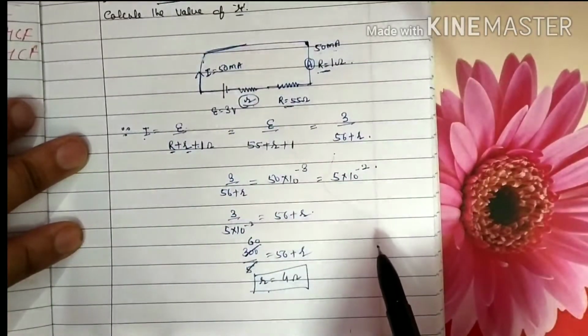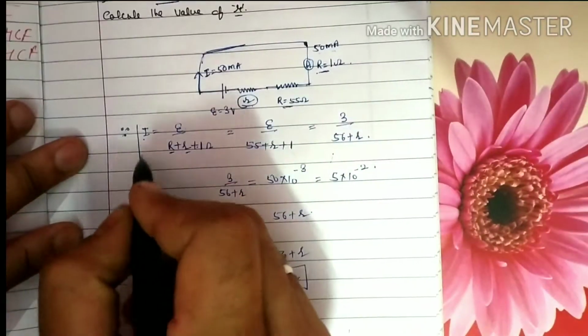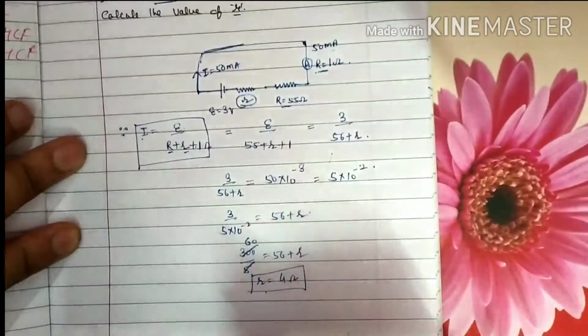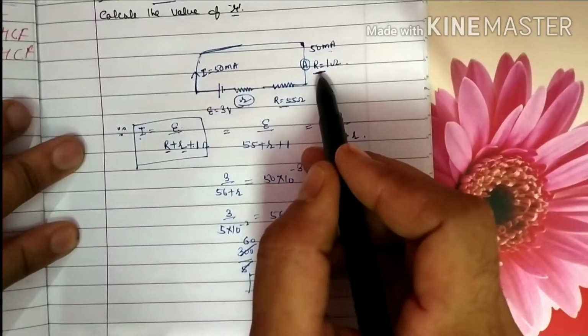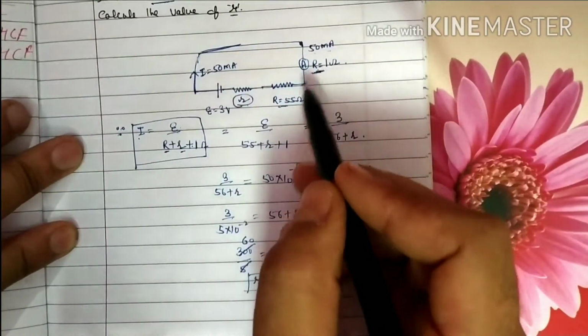So I think this question is clear to all of you. We have only used this simple formula I is equal to E over R plus r, and one more resistance is added: the resistance of this ammeter.